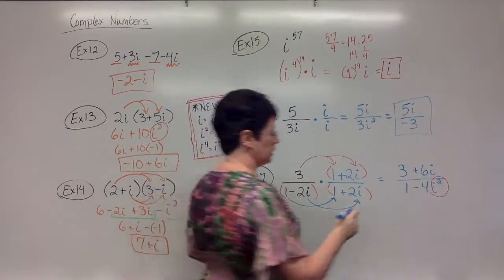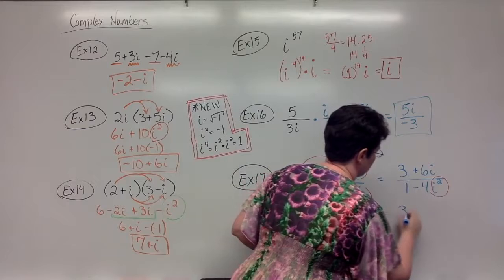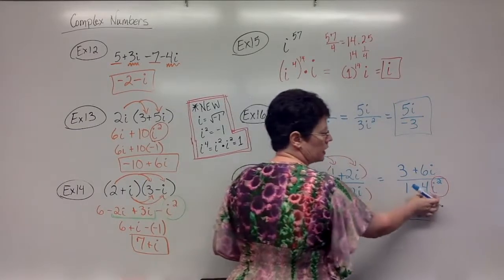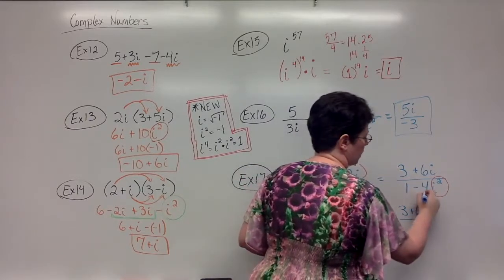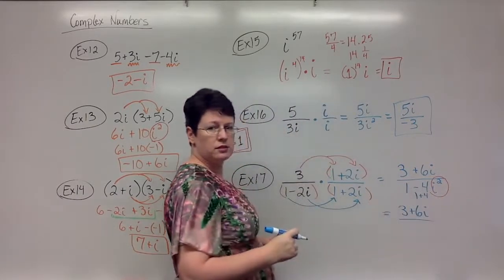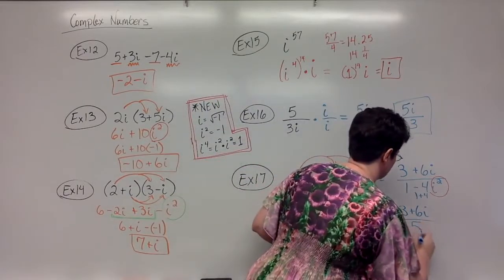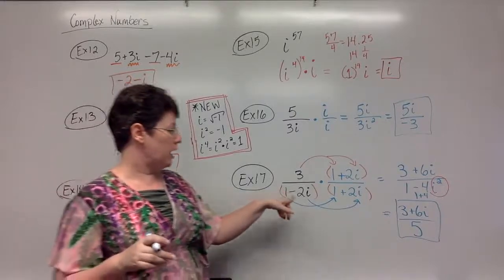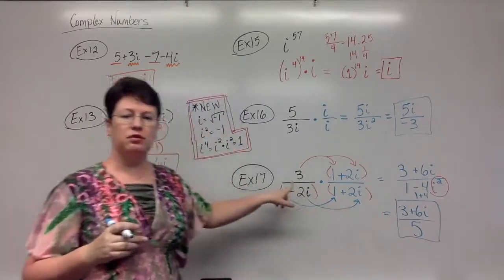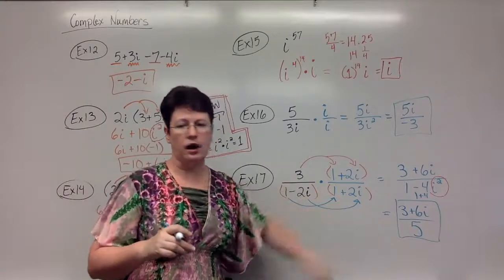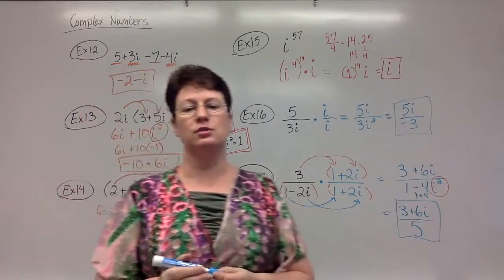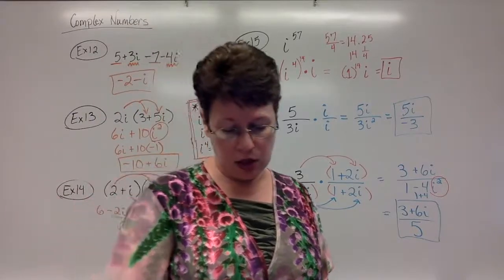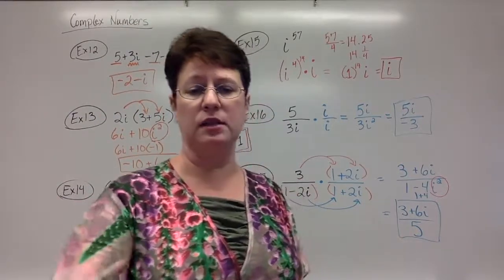All right, so what are we going to get? I still have my 3 plus 6i on top. That's easy. This negative 1 times negative 4 becomes positive 4. So I have 1 plus 4, which is 5. Notice how the denominator now has no i's in it. It went from having i's to having no i's. And the top is what has the complex number with the imaginary part. This concludes all of our notes for the complex numbers lesson.